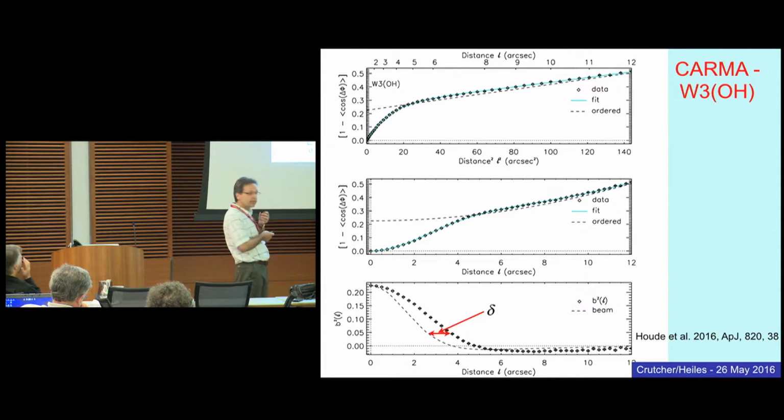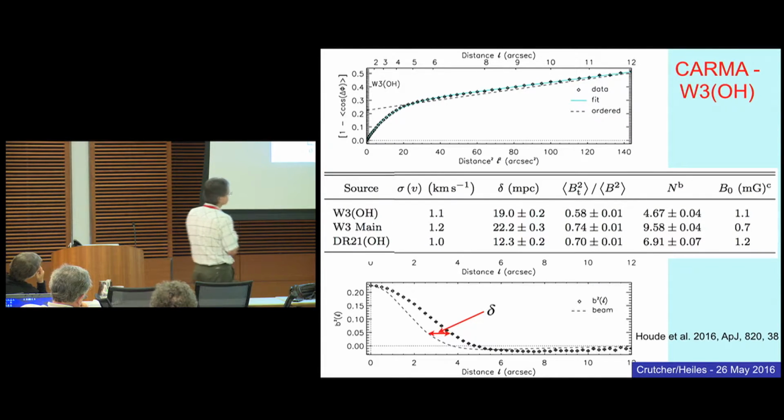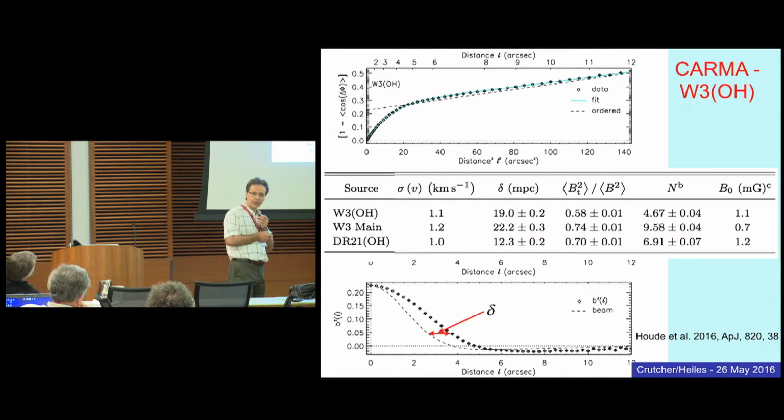In this case, we did that for three sources. The one I was discussing is W3OH. The results of the analysis are as follows: about 10 to 20 milliparsec for the correlation length of the turbulent magnetic field. We found that there's a lot of energy in turbulence in the magnetic field, between 60 and about 75%, so a fair amount of turbulence. And if you use the DCF equation, we got, in all cases, something around 1 milligauss.